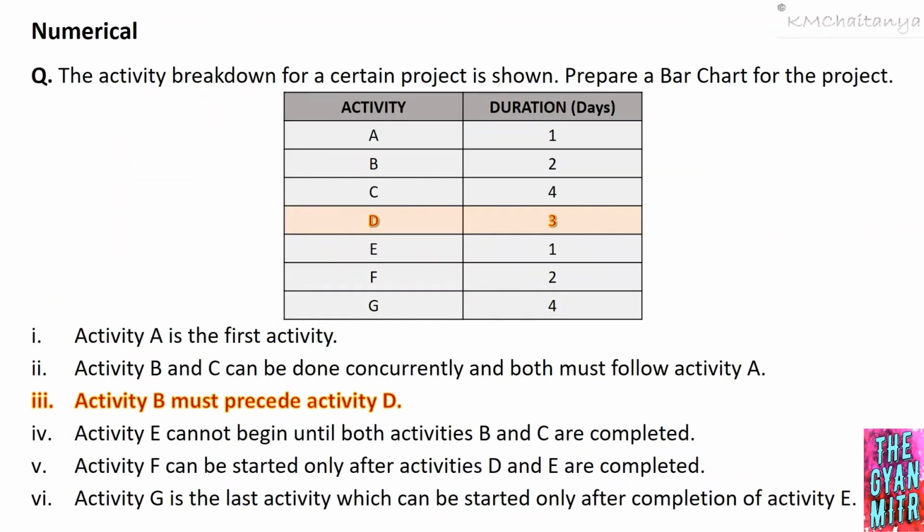Let's move on to the third relation that has been given. Activity B must precede activity D, and the duration for activity D from the table, it is 3 days. So what is the relation that has been given? Activity B must precede activity D. That means activity D can start only after activity B is completed. Now let's see how can we draw activity D.